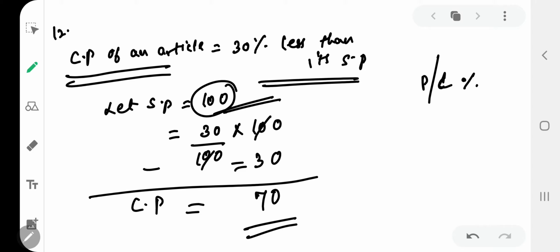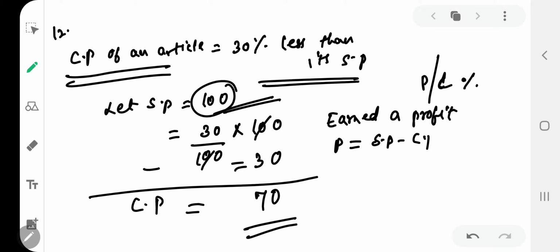Your SP is 100. Now SP is greater than CP, so obviously you have earned a profit. That is, profit will be what? Profit is SP minus CP, that is 100 minus 70. That is 30. And how to find the profit percent?